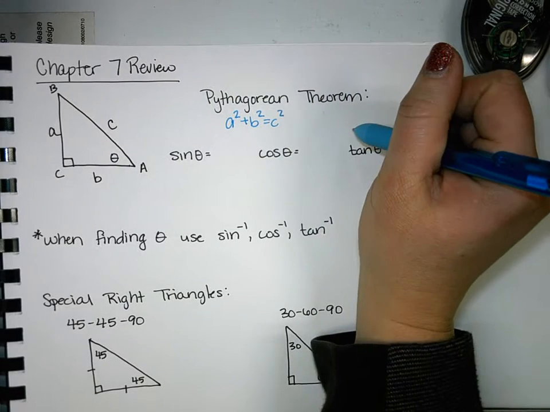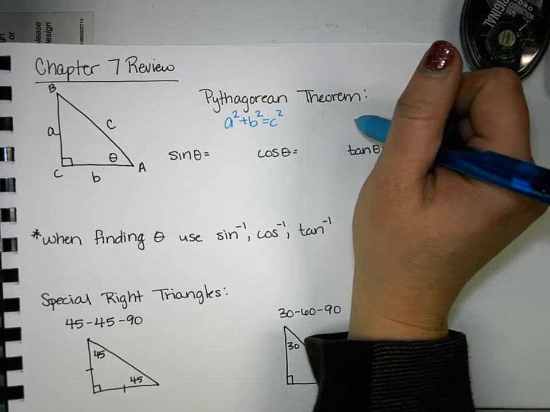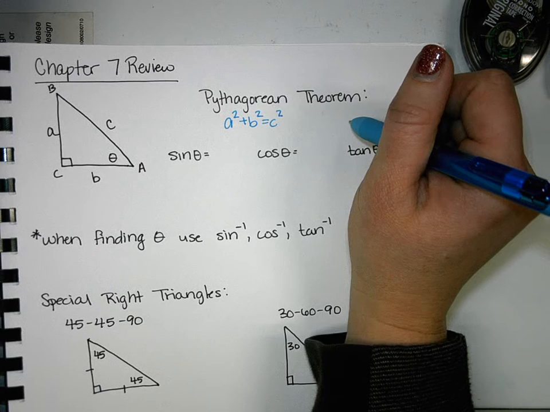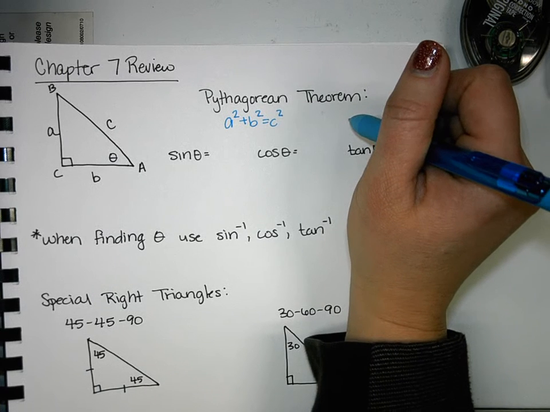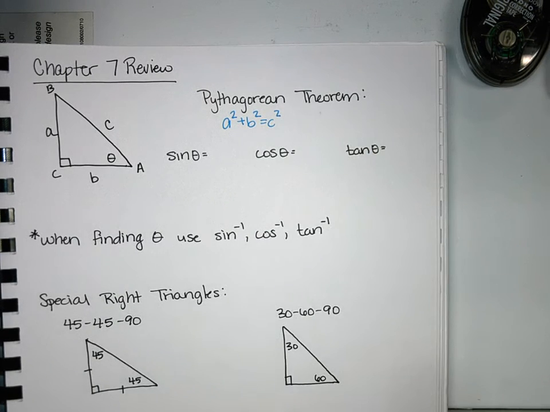When can you use it? When you know two sides and you're looking for the third of a right triangle. Key thing, it has to be a right triangle.